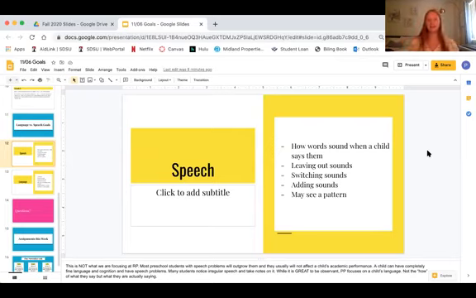They're leaving out the last sound, or cluster reduction on every single word. If there's two consonant sounds next to each other, they're not going to say it. Like flower, they might say fower. And that's a pattern, and that's a normal pattern for a preschooler.